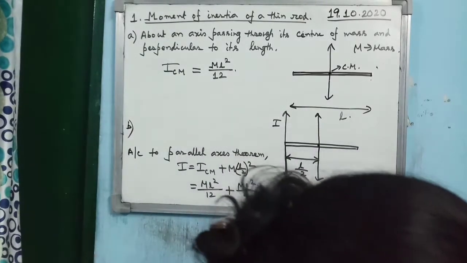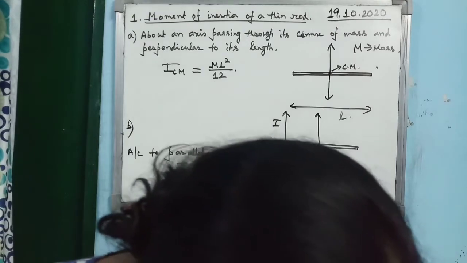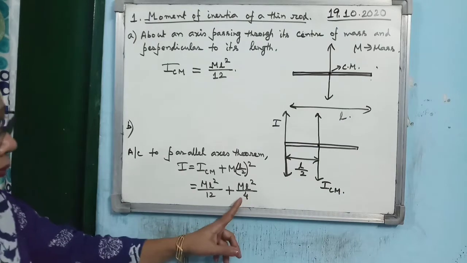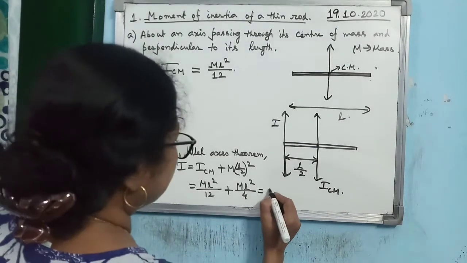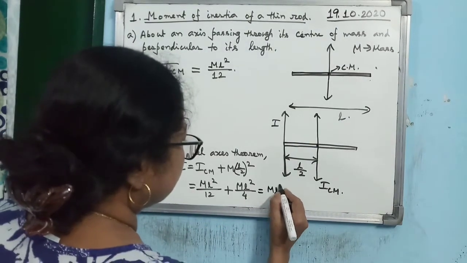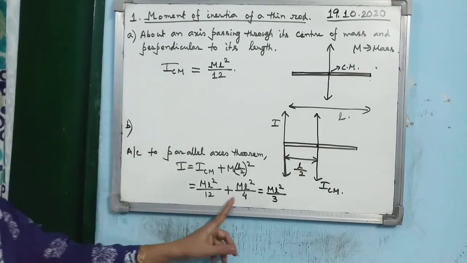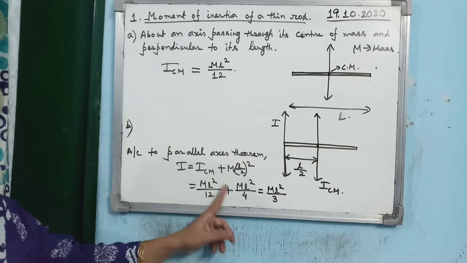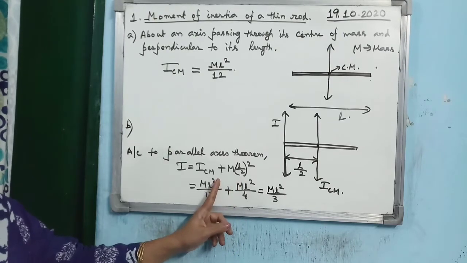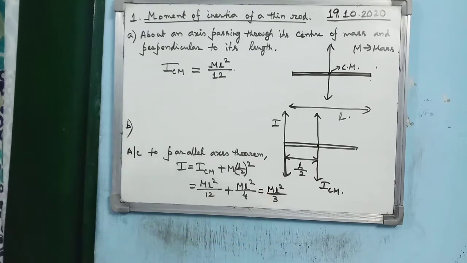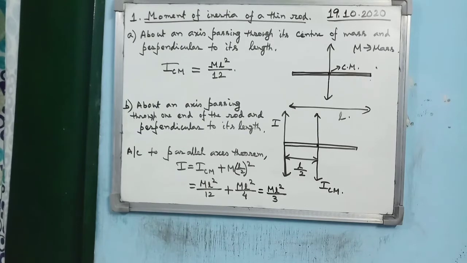It will come ML square by 3, because you see it will be 12, then it will be 1 and it will be 3, so 3 plus 1 is 4, 4 divided by 12 is 3, so it is equal to ML square by 3. Clear?